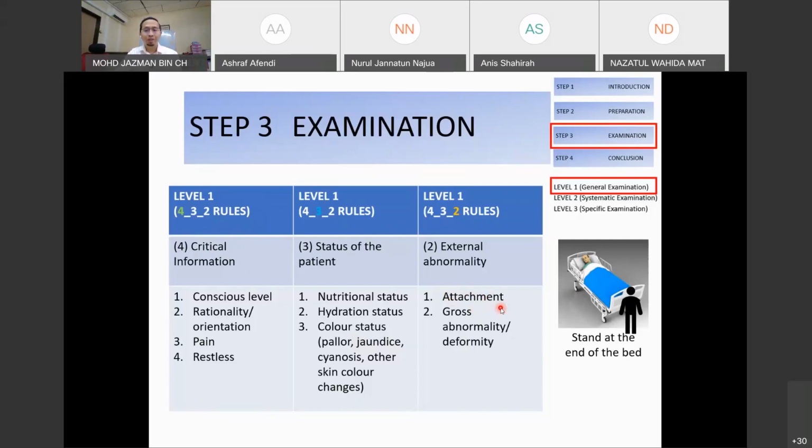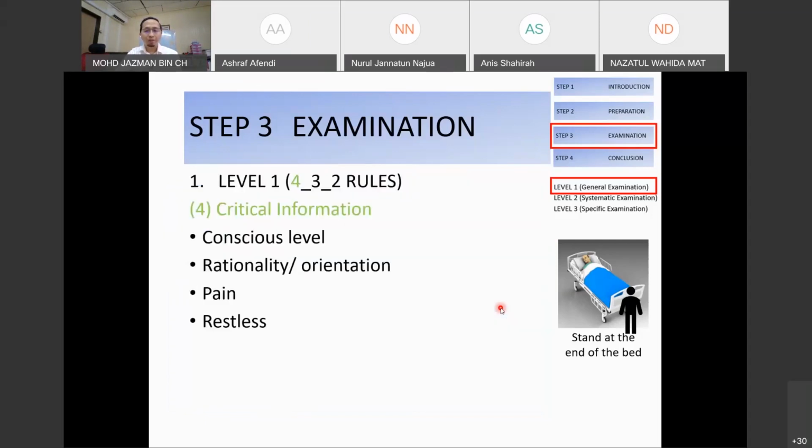Blood investigation, CT scans, whatever, it is not considered attachment to the patient. Okay, except for example, you have a cardiac monitor attached to a patient, that is considered attachment. Okay, all right, same thing as well.